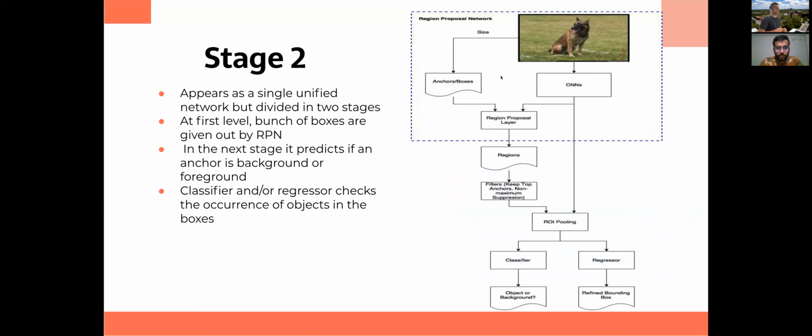In the second stage, we have a Faster RCNN model, which from the outside looks like a unified network, but is actually divided in two stages. In the first level, we have something known as the region proposal network, which is responsible for drawing a bunch of boxes of different sizes around the object of interest. And once that is done, this is sent to the second stage of the same network, which is responsible for classifying those objects as objects of interest or background, and is also responsible for choosing the best bounding boxes around those objects.